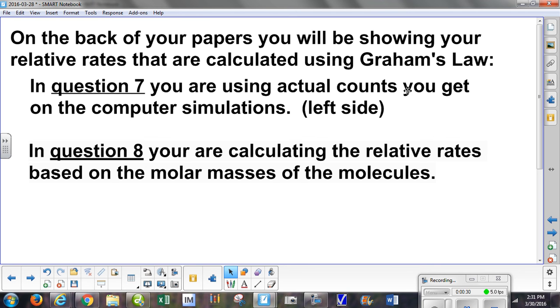So in question 7, you're using the actual counts for the relative rate. In question 8, would you all look at your lab sheets? In question 8, you're calculating the relative rates based on the molar masses of the molecules. So there's two sides of that Graham's law.